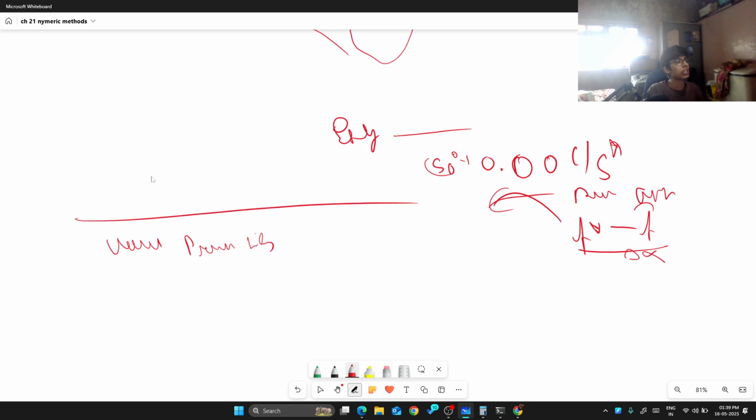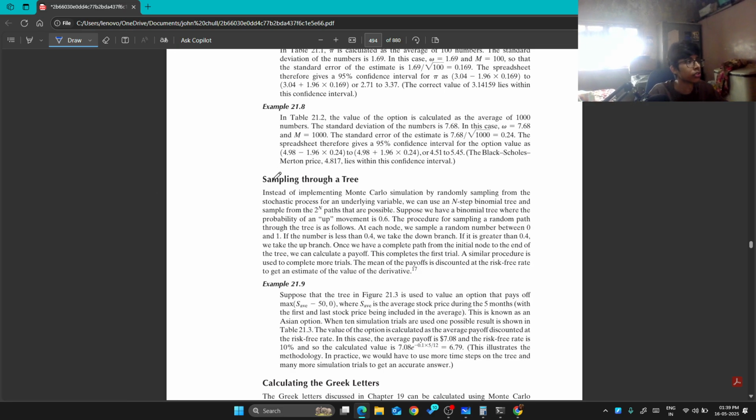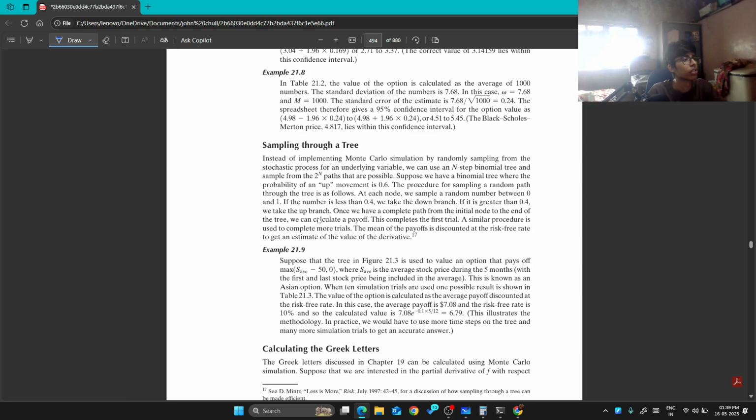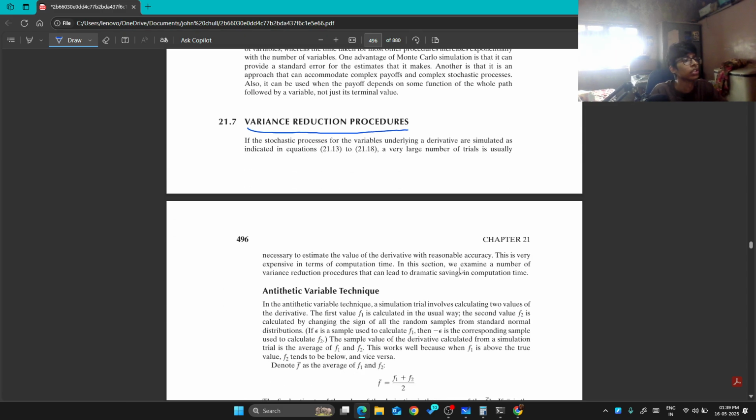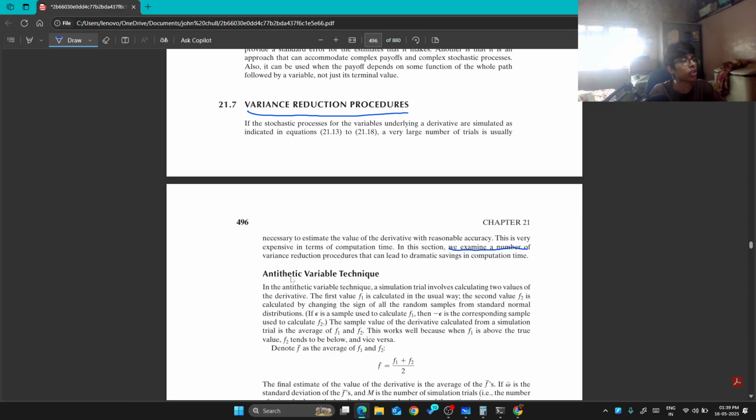Now let me go through this with the book. Okay, we are on the variance reduction process. So we examine a number of variance reduction processes that lead to dramatic savings in computation time. So we have to save the computation time of Monte Carlo simulation or make the convergence faster. So the first method is the antithetic variable technique, and it is a simple technique.